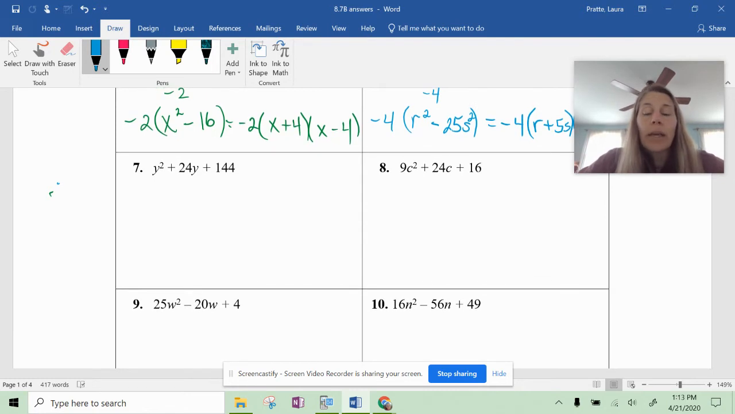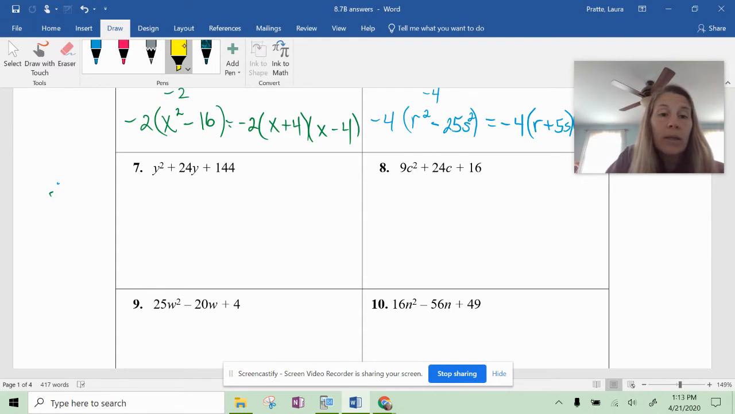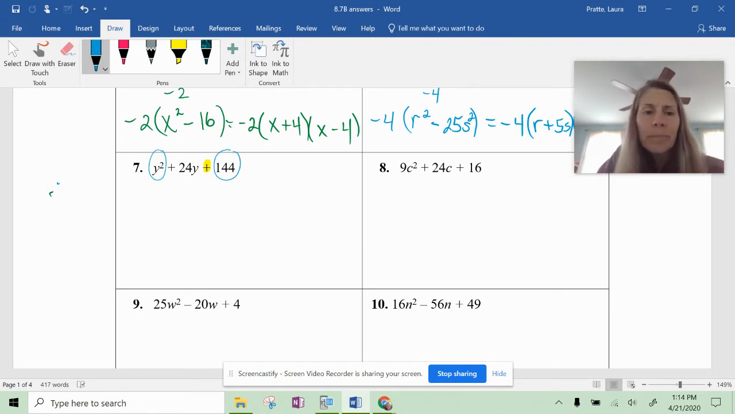Okay, so now we're looking at those perfect square trinomials. So the big thing you'll notice with all of these, in order for them to work, there's a couple things that have to happen. Number 1, this sign here at the end has to be a plus 100% of the time. Whatever sign is in the front, that's the one that's going to go in your answer. The other thing is both the first and the last term have to be perfect squares.